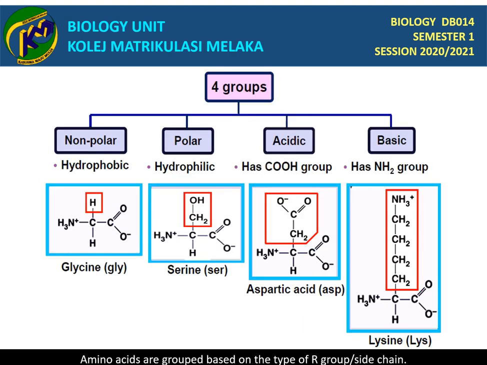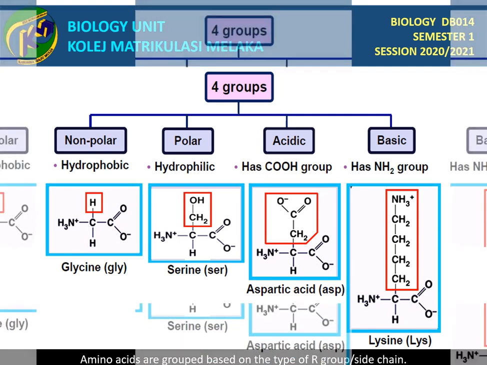The amino acids can be grouped into four groups, which are nonpolar, polar, acidic, and basic. The grouping is based on the type of R group or the side chain of the amino acid.